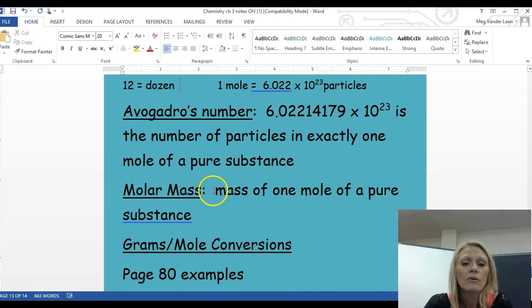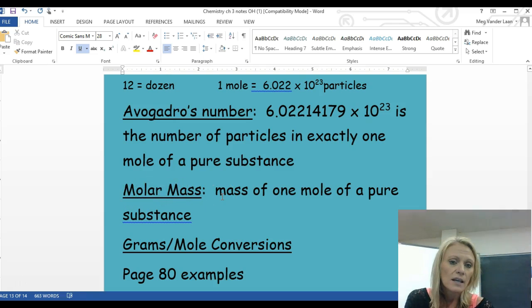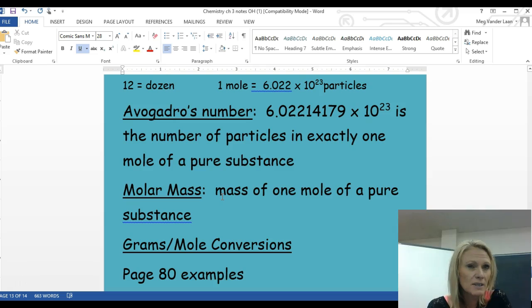Okay? Now, when you take the mass of 1 mole of a substance, that's called its molar mass. So molar mass, or mole, or mass of 1 mole, right? So that's where you see this mole and molar coming from, but it's the mass of 1 mole. That is going to be some calculations that we're going to do in class as well.